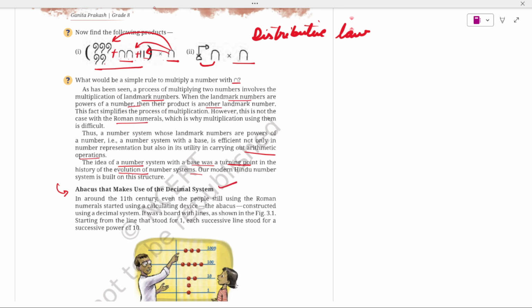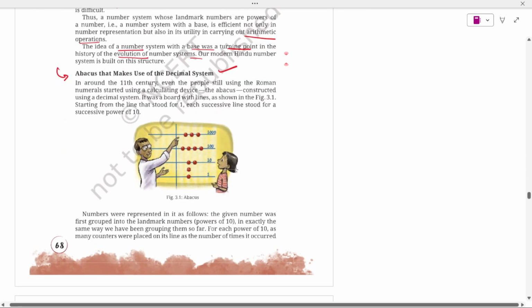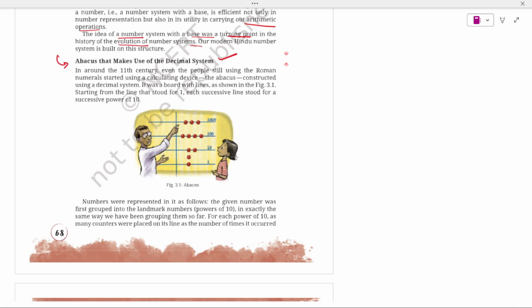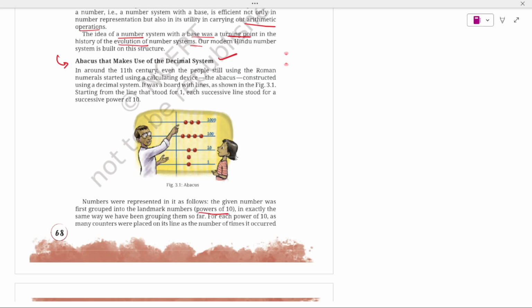So how to use it? The numbers are also represented in powers of 10 only. As you can see, there are some horizontal lines and one vertical line here. One horizontal line is a symbol of 1, the next one can be represented as 10 raised to 1, then 10 squared, and so on. And why is this number appearing here?